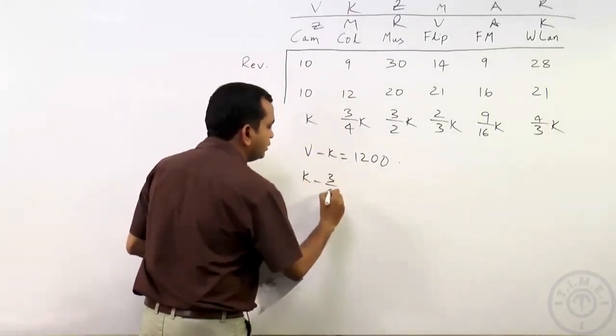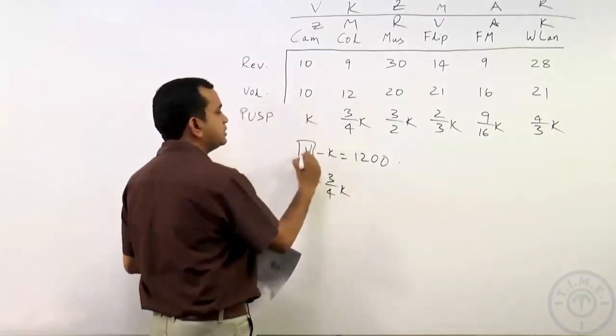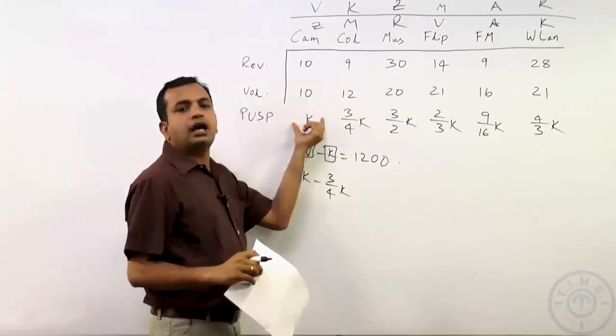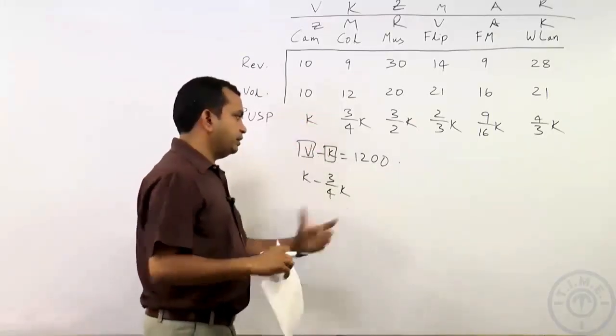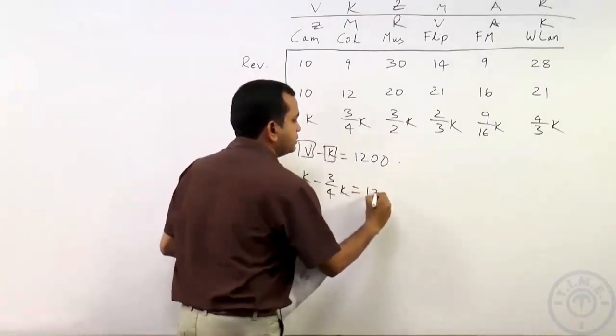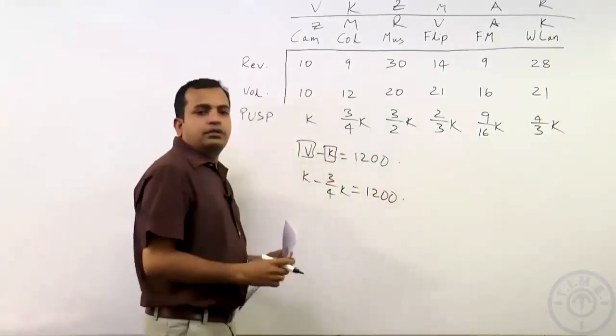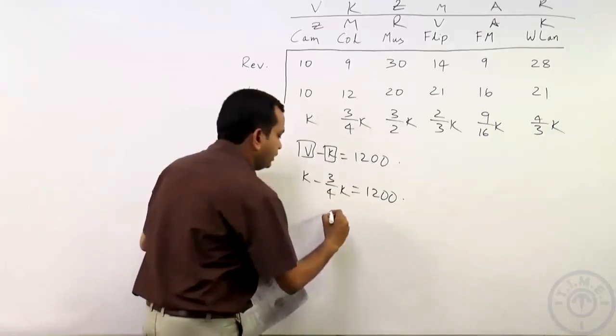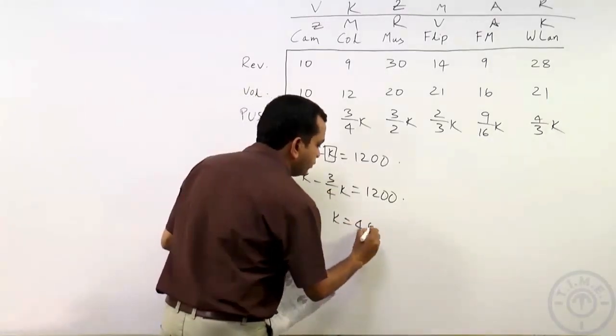K minus 3/4 k. You need to understand that this k here is for the mobile, and this k here is the r by v that we have taken earlier at the beginning of the set. Now, this is 1200. So, which means 1/4 k is 1200, which means k becomes 4800. The value of k is 4800.